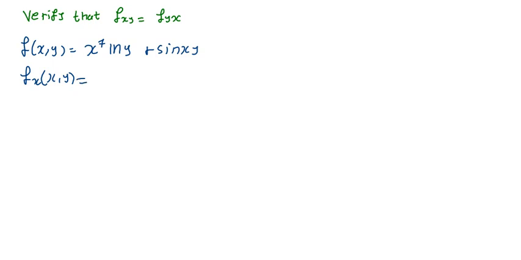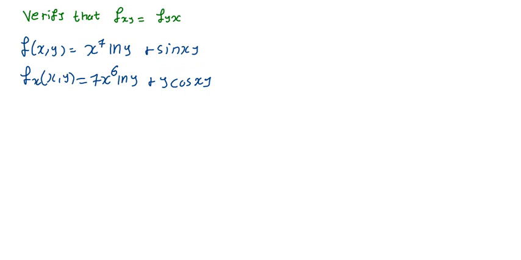In this case, I'm going to get 7x to the sixth ln of y plus y cos xy. What have I done? I've differentiated this part with respect to x, and I get 7x to the sixth ln of y. Then I differentiate sine xy, which gives me y cos xy.